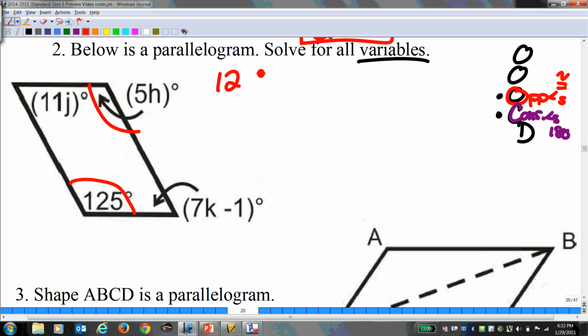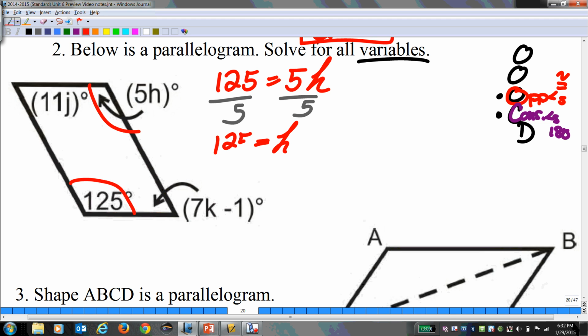I know 125 equals 5h. That's easy to solve for. So h equals 25. So that's one variable down. Now here, these two angles are also equal, but we really can't do anything with that because we have two different variables here. We have a j here, and we have a k there. So we're going to have to do something else.